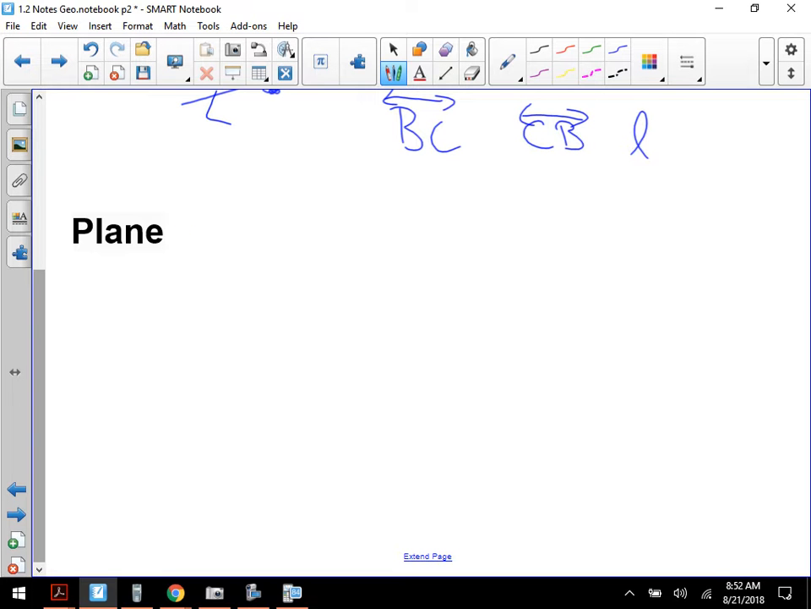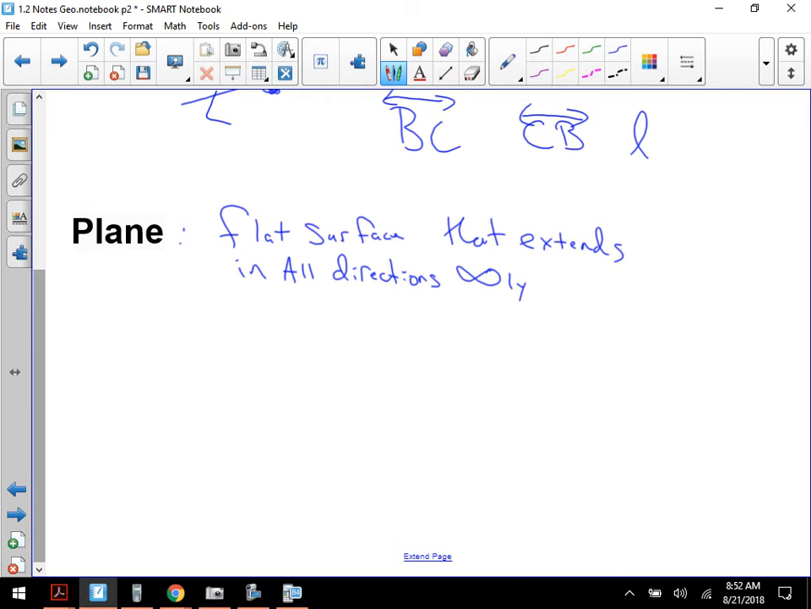A plane, flat surface that extends in all directions infinitely. Are you okay with me using a symbol for infinity? You guys have seen that symbol before? Sideways 8? Infinitely, and I just put the LY next to it. A lot of times people will draw planes like a parallelogram. Have you seen it like that?